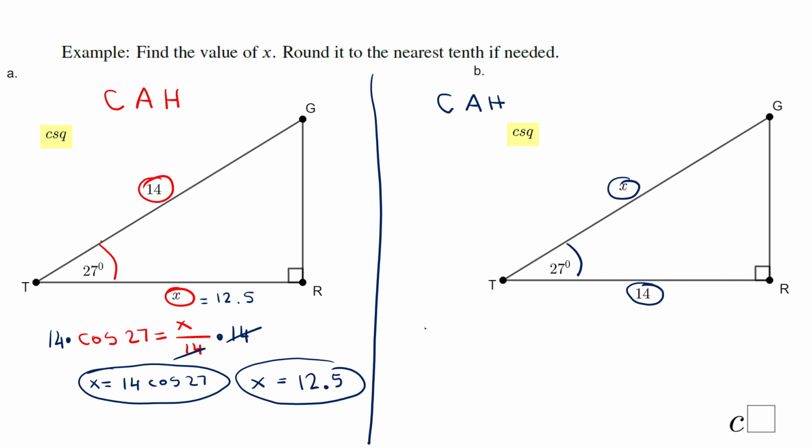The ratio cosine of 27 equals, adjacent now will be the 14, and the hypotenuse will be x. So very similar, however different, because now x is the denominator. I'm going to solve it like in the previous problem. I'm going to multiply by x first to get rid of this x, which is okay because x cannot be 0. So we have x cosine of 27 equals 14, and I'm going to divide by cosine of 27 now to solve for x.